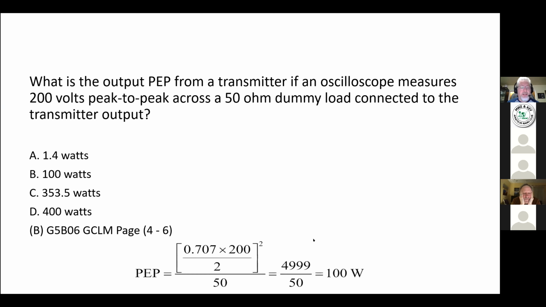Here's the math Daniel's talking about. Here's the 0.707 times 200 divided by 2, and then that's squared over 50, so you get 4,999 divided by 50 equals the 100 watts, which is B, Bravo. The 0.7 is half the square root of 2. That gets us to the RMS. But because you're peak to peak, you've got to cut it in half, which is the 2 in the denominator.